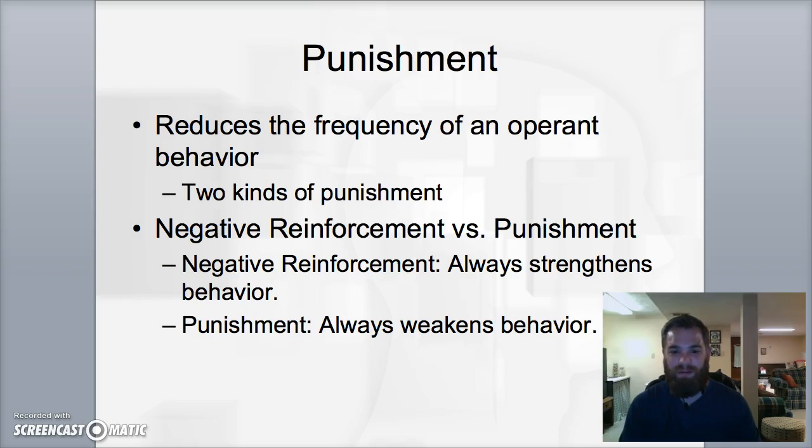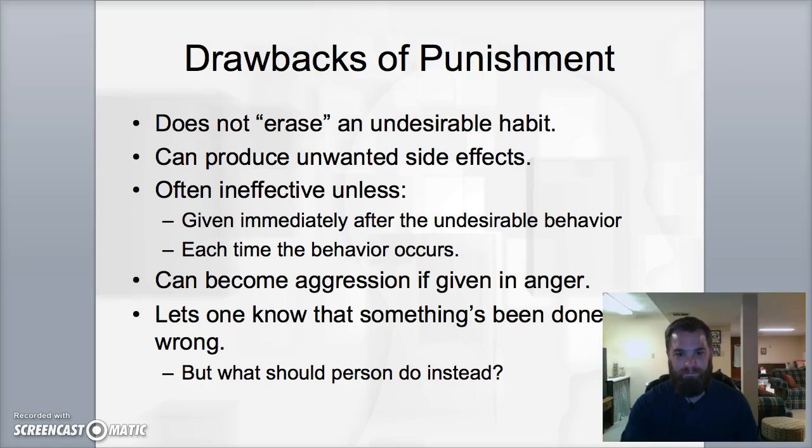Your book talks about the difference between negative reinforcement and punishment. Remember, negative reinforcement always strengthens the behavior, reinforces it, and makes it more likely. Punishment is supposed to weaken behavior. And punishment would be things like if somebody doesn't do something you like, you hit them, or you put them in prison for a very long time. These are things that are called punishment.